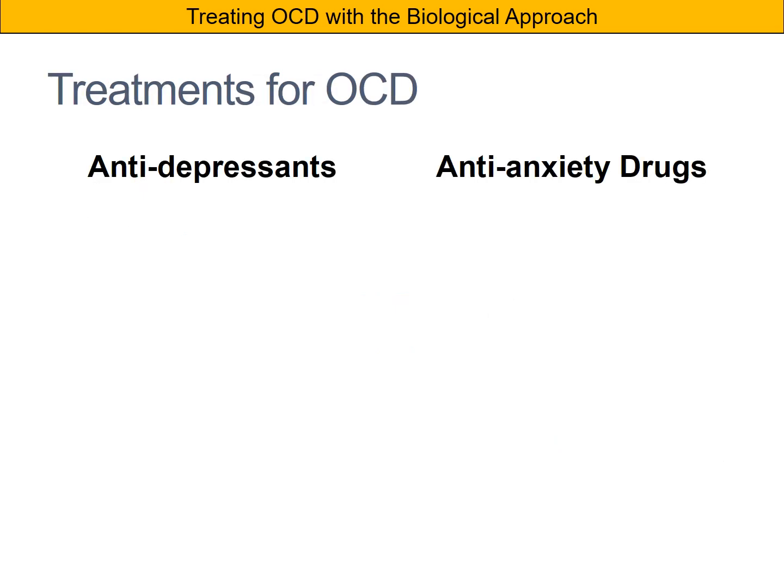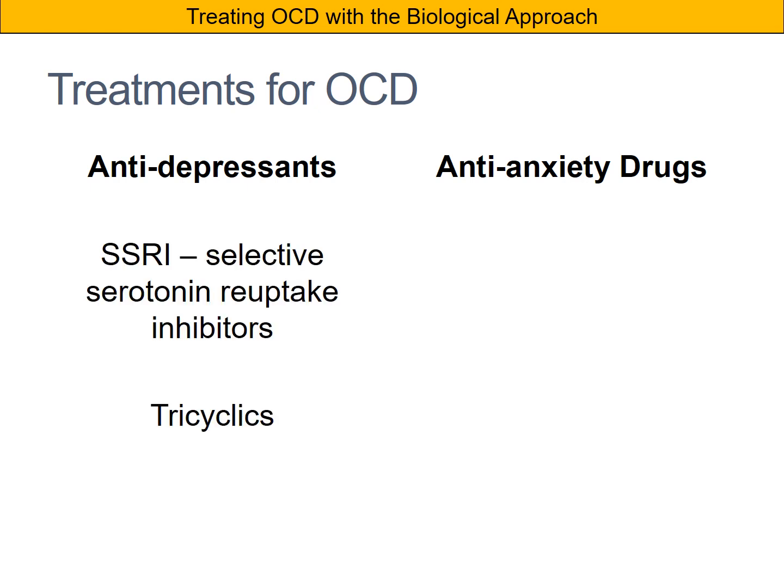So there are two broad drug groups which are used to treat OCD. The first one is antidepressants, and the second one is anti-anxiety drugs. Now, antidepressants include SSRIs, or selective serotonin reuptake inhibitors, which are used as a first port of call, and then if they don't work, tricyclics can be used secondly. And for anti-anxiety drugs, we have a group of drugs known as benzodiazepines, or BZs.